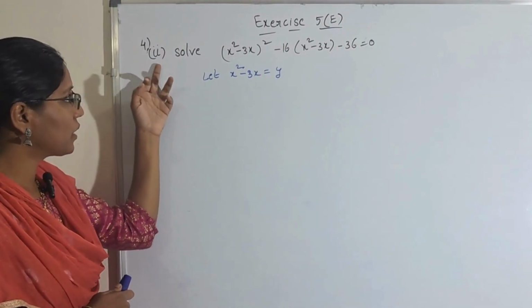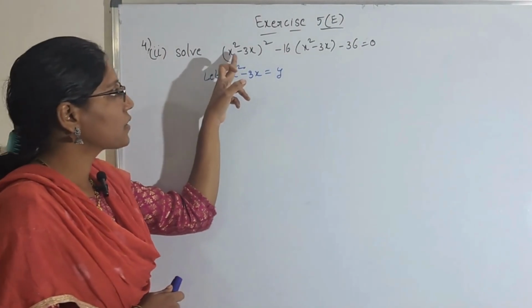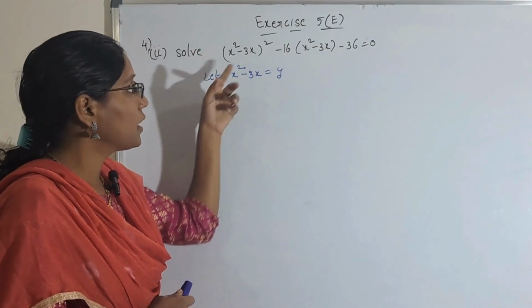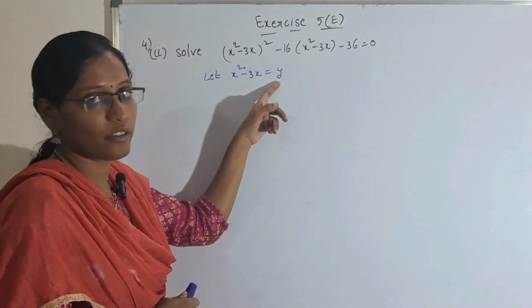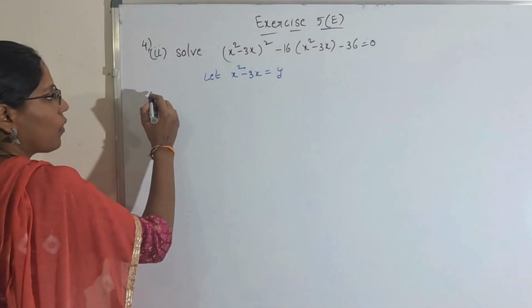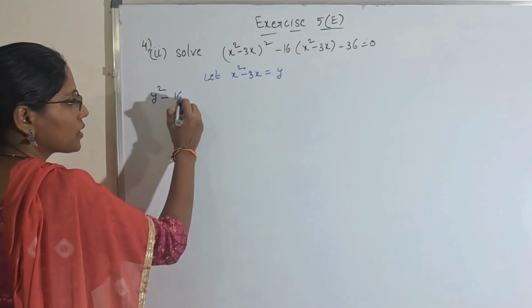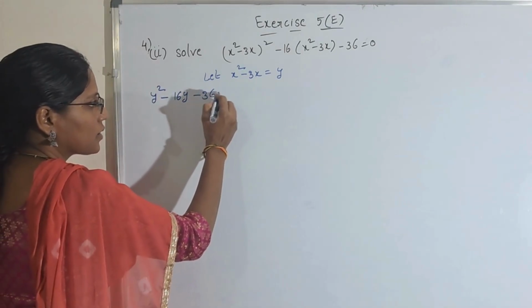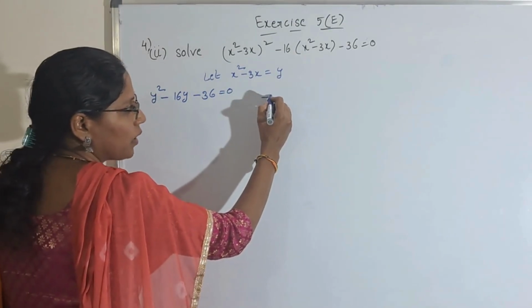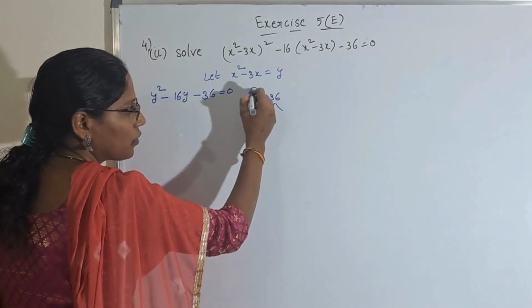Next, the fourth problem, the second one. Solve: x square minus 3x whole square. Two brackets they have given. This bracket value we have to take as some y. Instead of this bracket we have to write y. So y square minus 16y minus 36 equal to 0. Here first number into last number we have to multiply. The factorization method we have to apply.